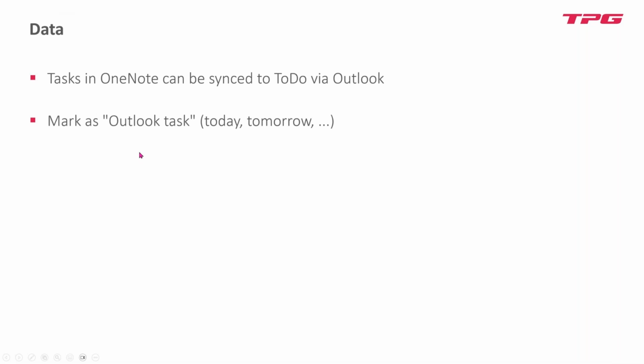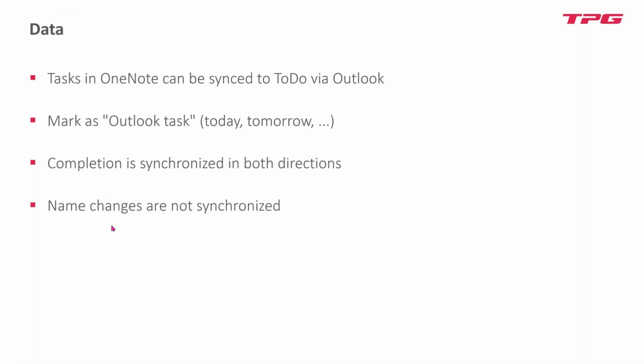The issue is that once it is synchronized, the completion is synchronized in both directions. That's good. So if you say it's ready, there is no in progress, it's just done or not. But if you change the name in one or the other place, it's not synchronized at all. So it's easy to have two different names for the same thing, which are still synchronized in the background, but you can't identify them because maybe you have changed the name in one place and not in the other. It's not done automatically. Yeah, okay, that's it. But for the guys in the audience using OneNote, it's a nice feature.